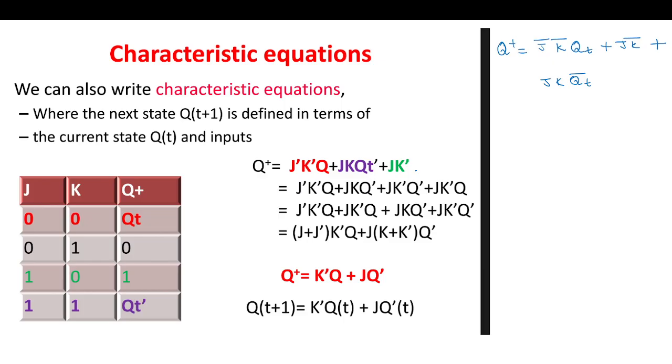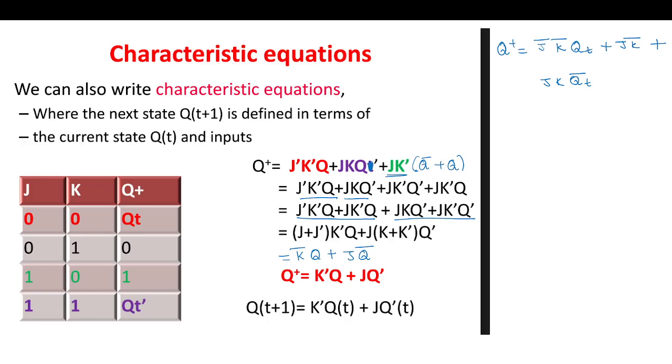Now, actually this T is not there, and this is the same value. Here we are multiplying it with Q bar plus Q. And from these two terms, if we take K bar Q common, J plus J bar, and from these two terms, if we take J Q bar common, then we get the output as K bar Q plus J Q bar.